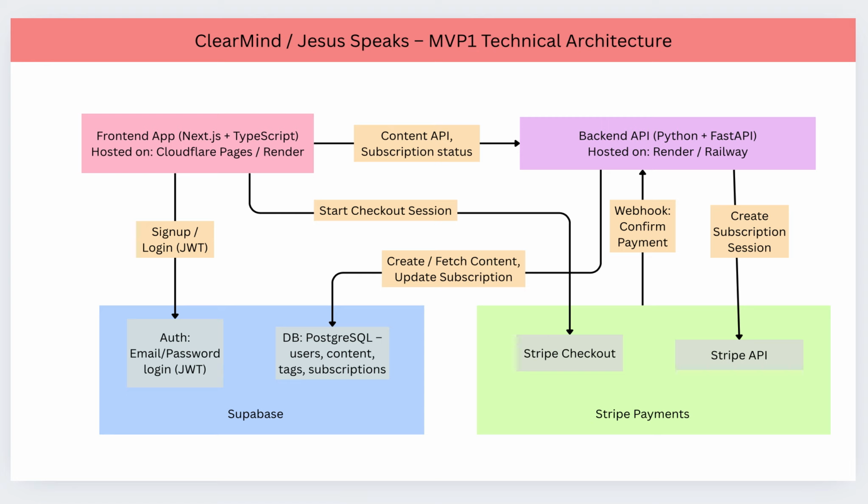If a user tries to access premium content and they are not subscribed, the front end will route them to Stripe checkout. All the front end API calls to fetch or save content go through our backend, the FastAPI servers.